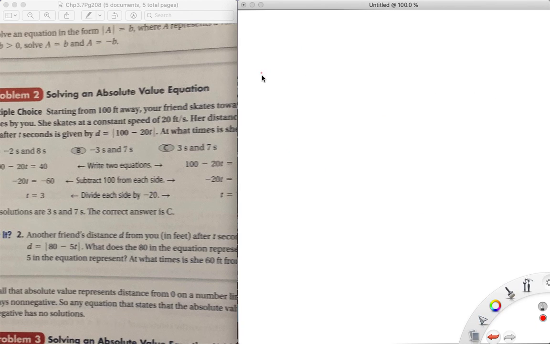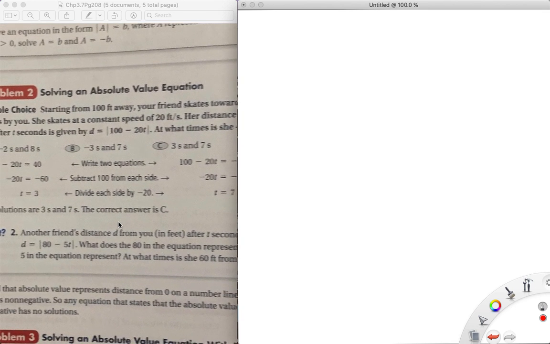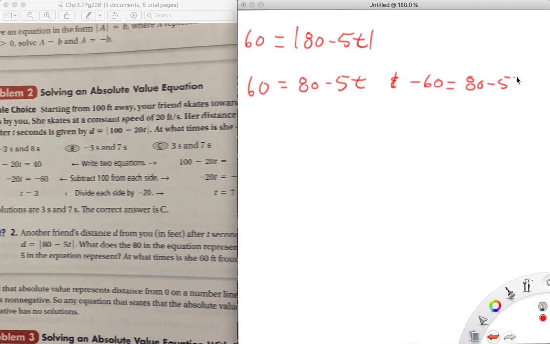Another example of this that the book gives is, let's see, same scenario. So it's going to be 60 equals 80 minus 5t. So the 60 is positive, right? So since it's a positive distance, I can write both scenarios. Scenario number one, 60 is equal to 80 minus 5t. And scenario number two, negative 60 is equal to 80 minus 5t.